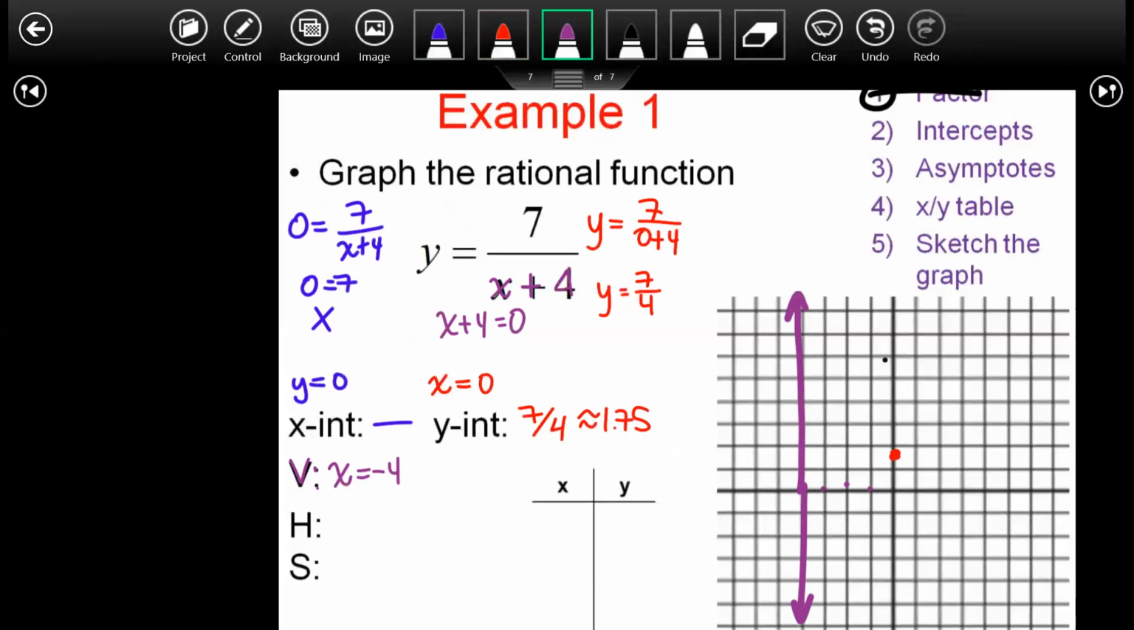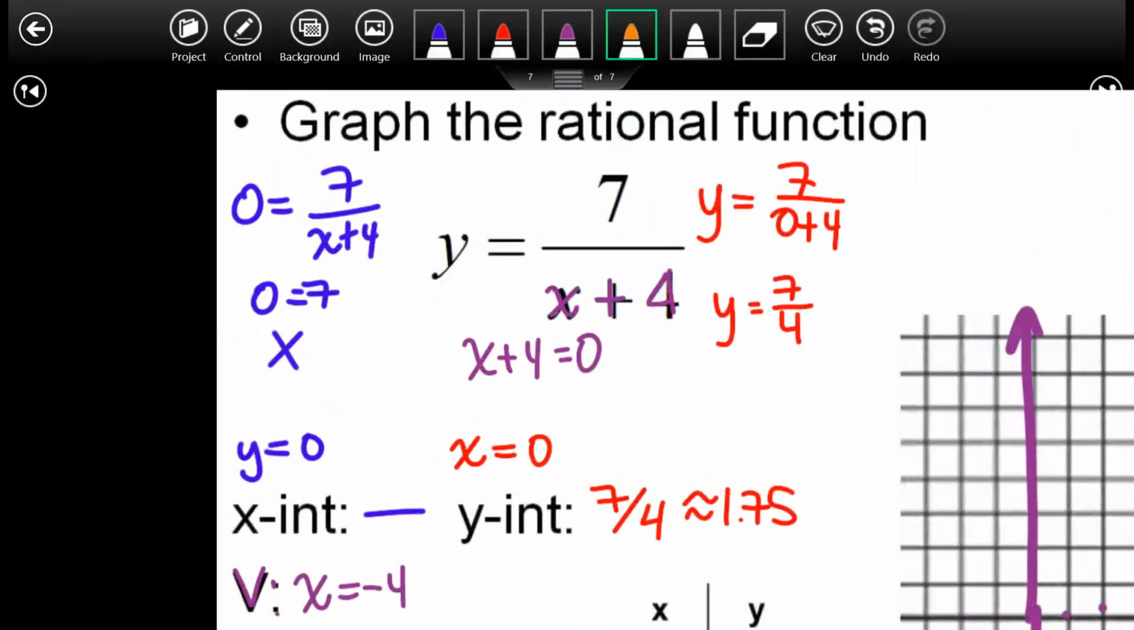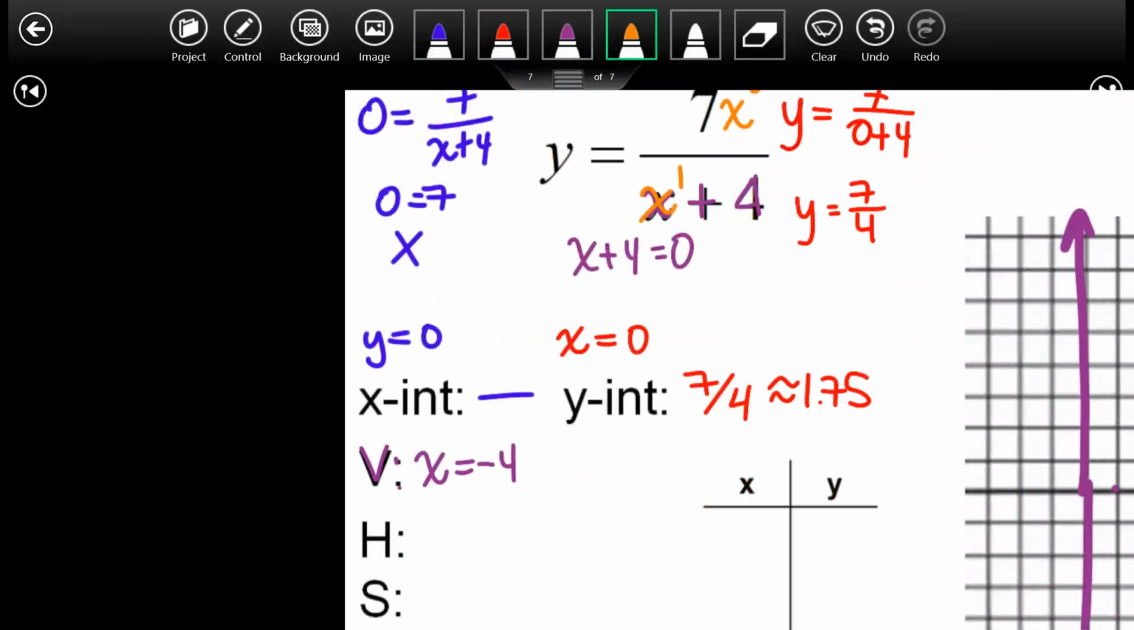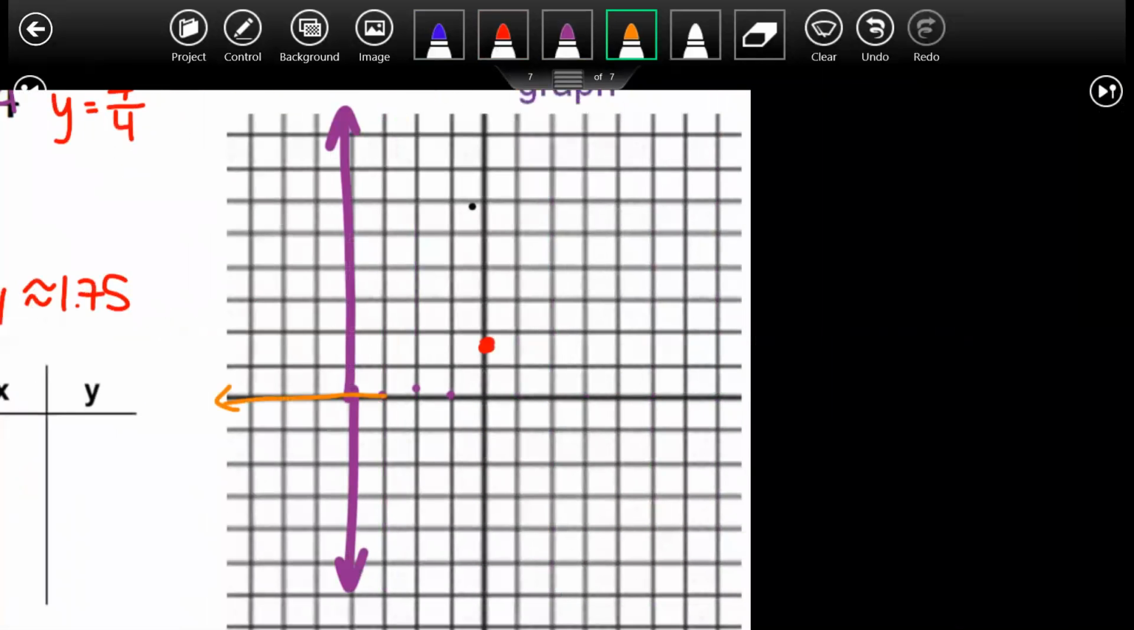If I'm graphing the next one, horizontal deals with our exponent, our leading degree. What is our leading degree for this? We are pretty much x to the 0 power over x to the 1. So what do I have? Small to large, which means what? Y is going to be equal to 0, which should make sense because we don't have an x-intercept. That means a horizontal line through my x-axis.